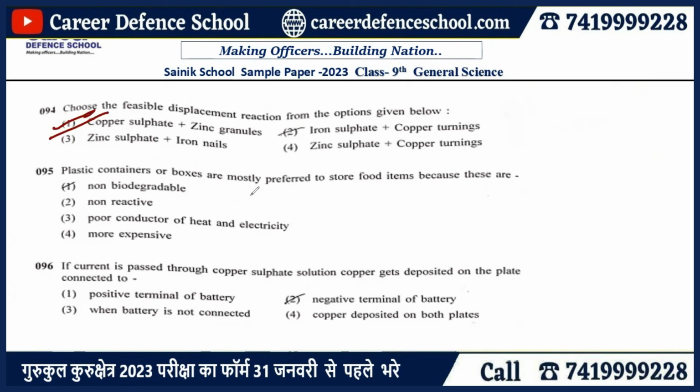Plastic containers or boxes are mostly preferred to store the food items because these are non-biodegradable, non-reactive, poor conductor of heat and electricity, and more expensive. Okay. The answer to 95 is non-reactive. Okay, they do not react with the food items, so plastic containers or boxes are mostly preferred to store the food items.